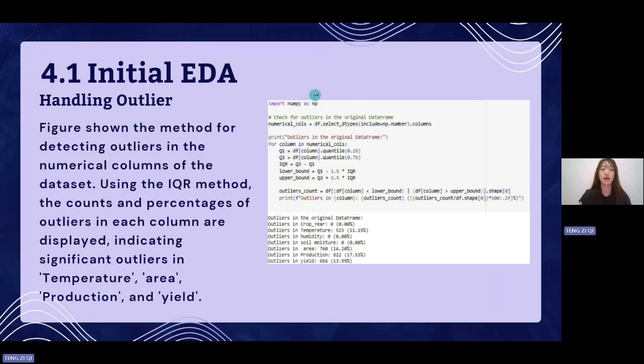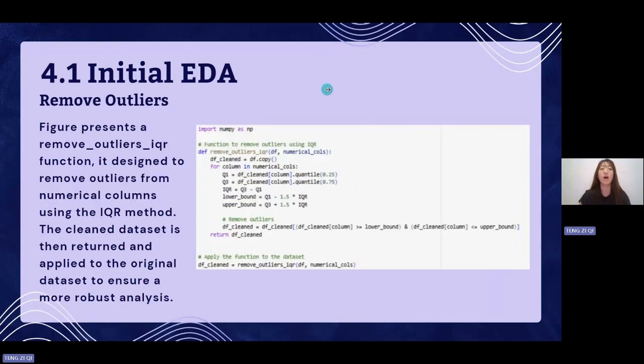Next, we handle outliers. The figure shows the method for detecting outliers in the numeric columns of the dataset. Using the IQR method, the counts and percentage of outliers in each column are displayed, indicating significant outliers in temperature, area, production, and yield. Next, we remove outliers. The figure presents a remove outliers IQR function. It is designed to remove outliers from numerical columns using the IQR method. The clean dataset is then returned and applied to the original dataset to ensure a more robust analysis.